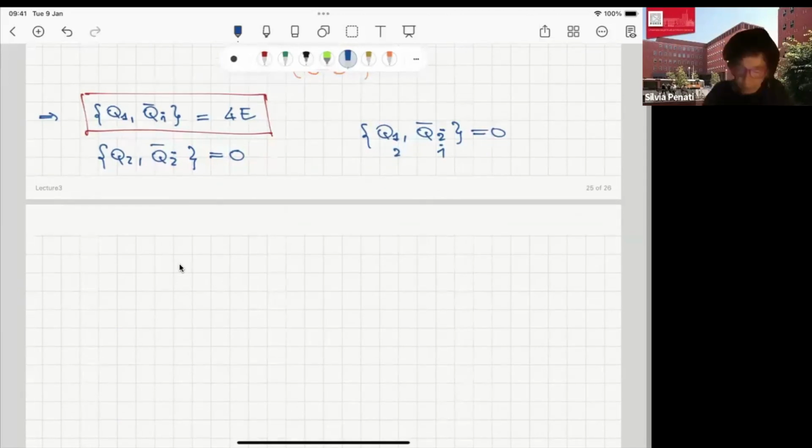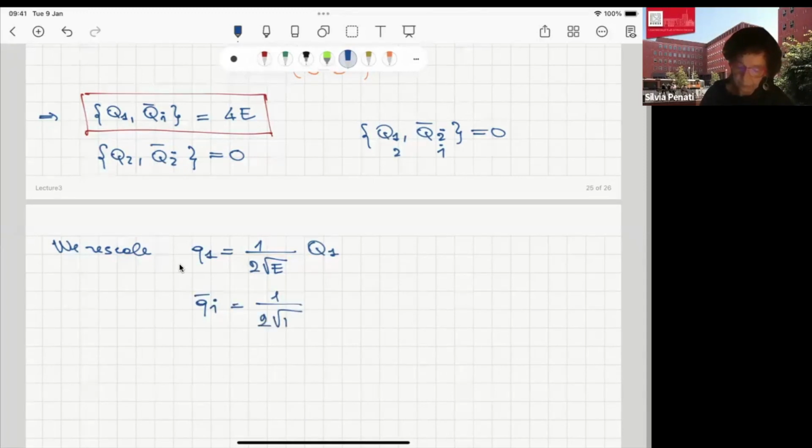In particular, you can proceed as we did above. So we rescale the Q's, writing Q1 as 1 over 2 square root of E, Q1, and the same for Q bar 1 dot. Therefore, what you obtain is the usual Clifford algebra for creation and annihilation operators. Okay, whereas the second Clifford algebra this time is trivial.